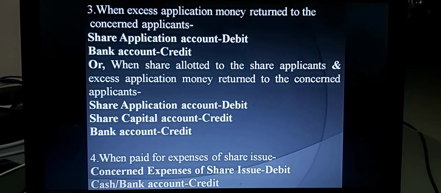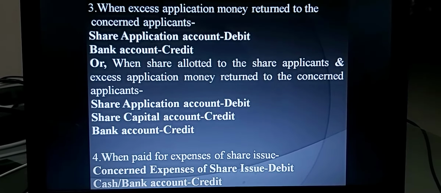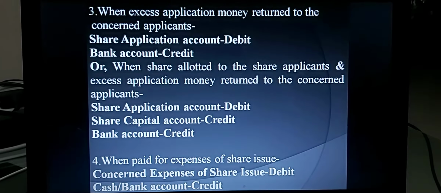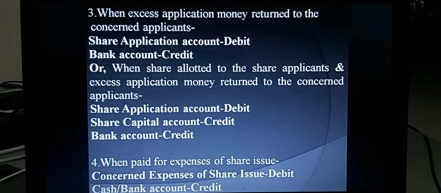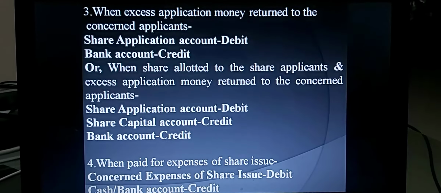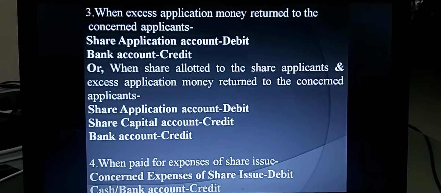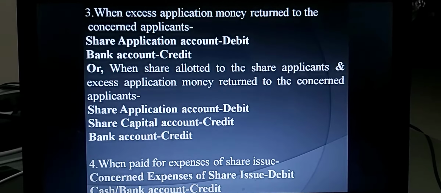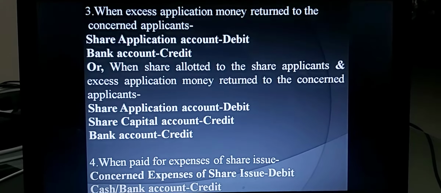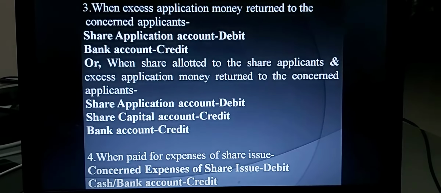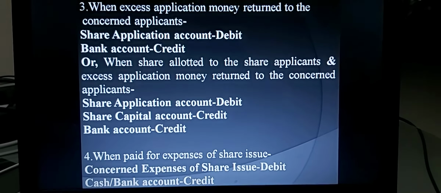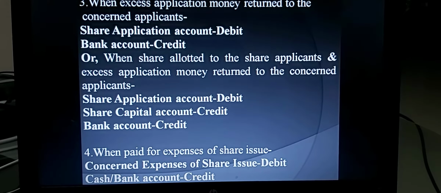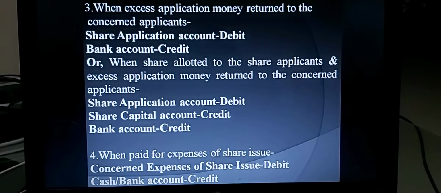Third, when excess application money is returned to the concerned applicants, the journal is share application account debit, bank account credit. Or, when shares are allotted and excess application money is returned, that is number 2 and 3, if you want to record at a time, the journal is share application account debit, share capital account credit, bank account credit. The last one, number 4, when paid for expenses of share issue, the journal is concerned expenses of share issue or preliminary expenses or underwriter's commission account debit, bank account credit.